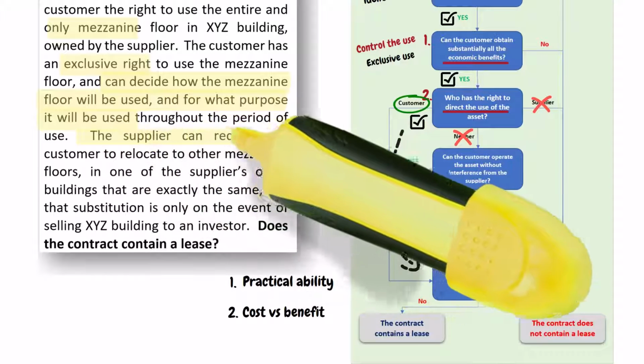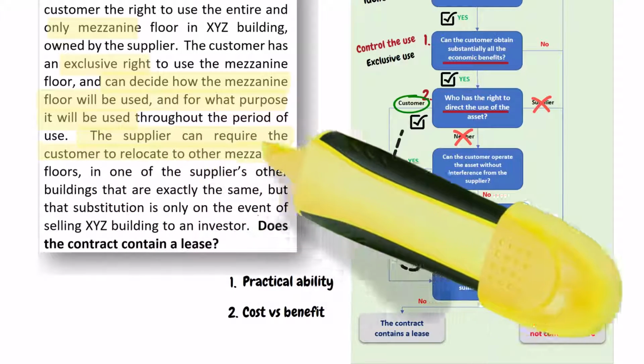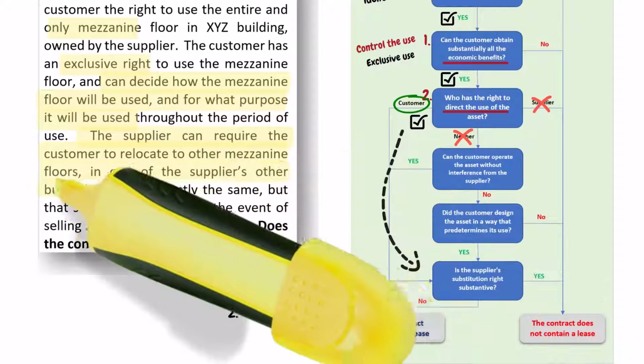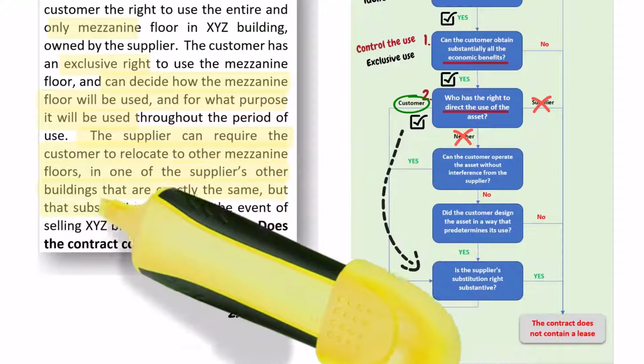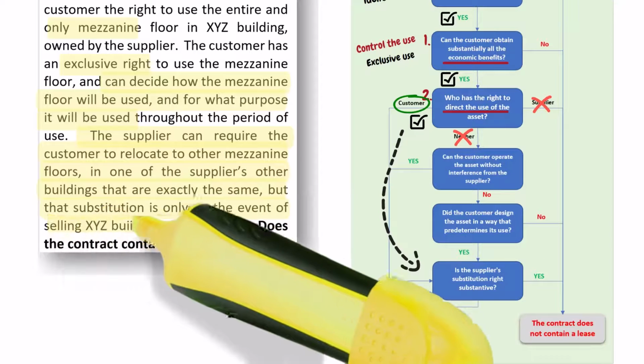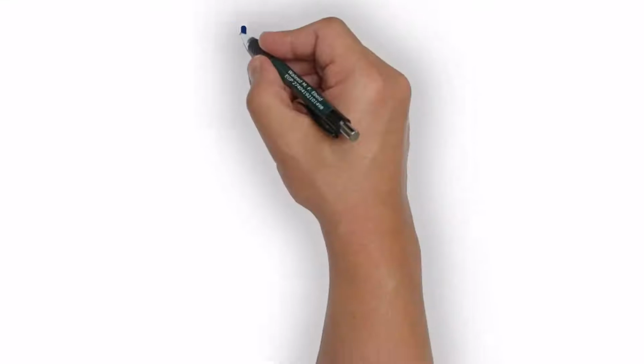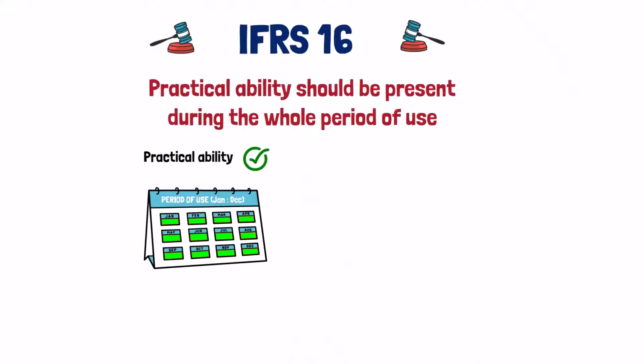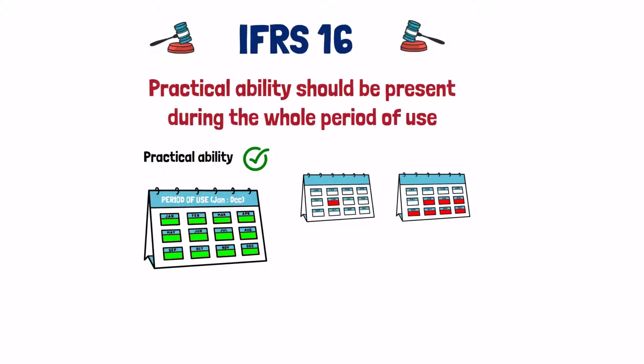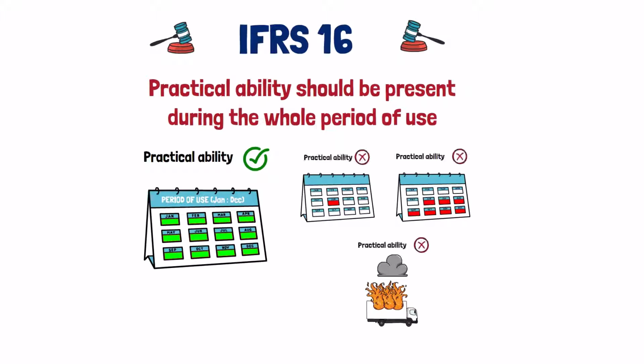The contract mentioned that the supplier can require the customer to relocate to other mezzanine floors in one of the supplier's other buildings, and that substitution is dependent on the occurrence of a specific future event, the sale of XYZ building. The standard states that, if the supplier can substitute the asset only on, or after a particular date, or only upon the occurrence of a specified event, then the supplier does not have the practical ability to substitute the asset, because that ability should be present throughout the entire period of use to be considered a practical ability.